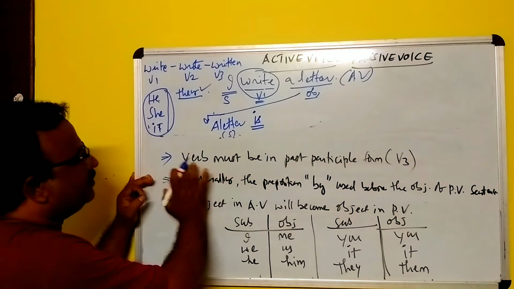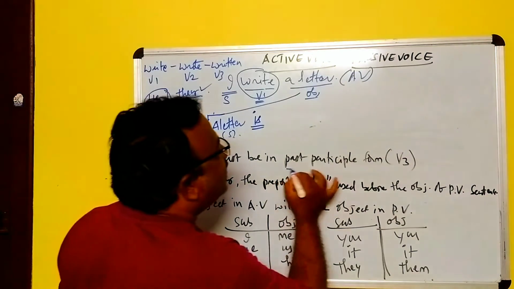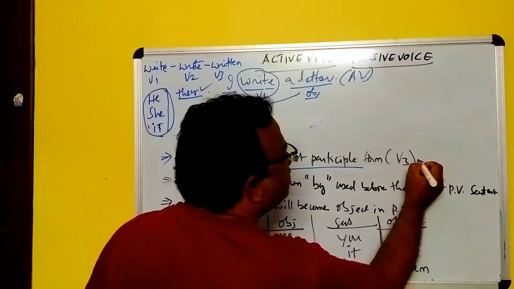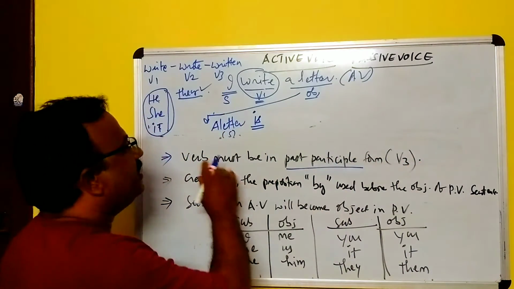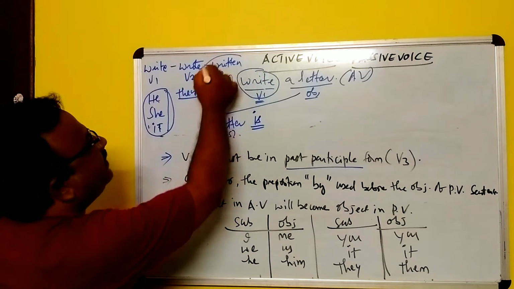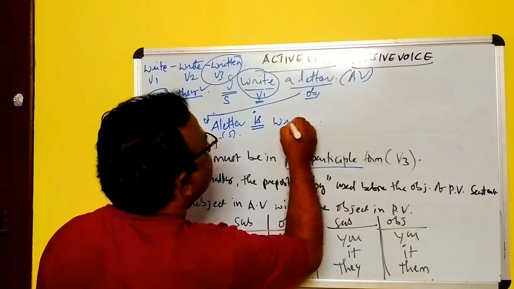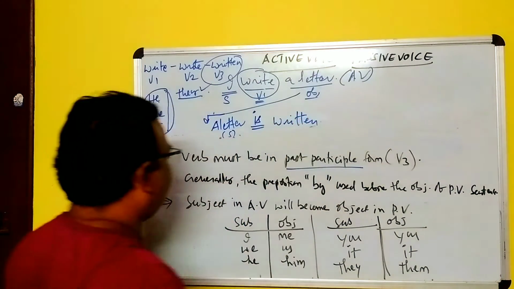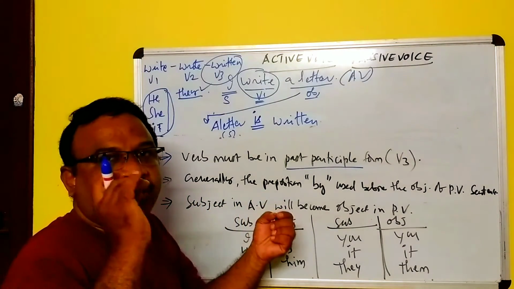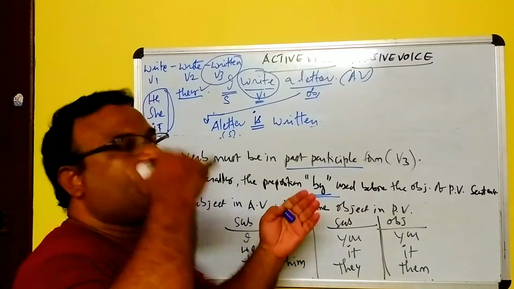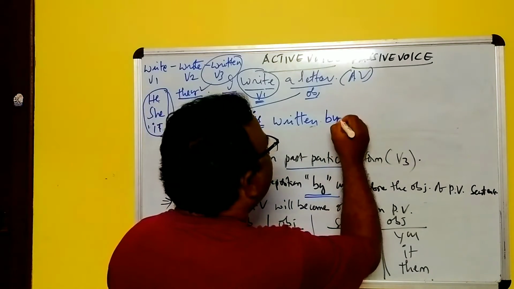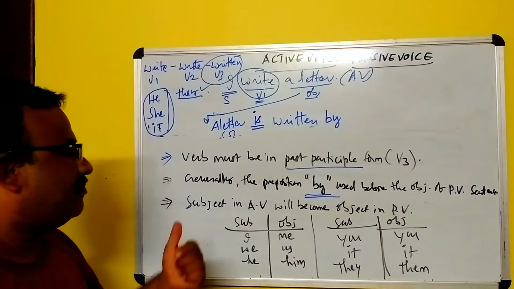The fourth rule, verb must be in past participle form. V3. So here write, wrote, written. V3. So a letter is written. Next rule is generally the preposition by is used before the object in passive voice. So here we must use by, the preposition by.